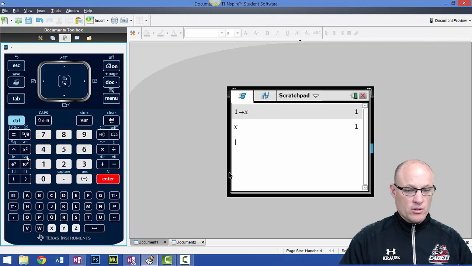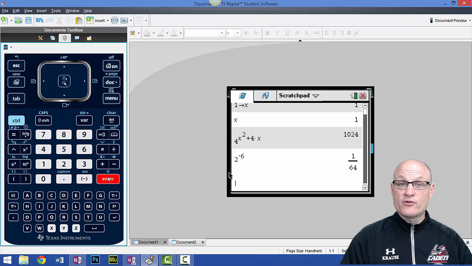I'm going to do 4 raised to the x squared plus 4x equals 1024. And then I'm going to go to the other side, and I'm going to do 2 raised to the negative 6, which is clearly not going to be 1024. It's 1/64. Ain't the same thing.